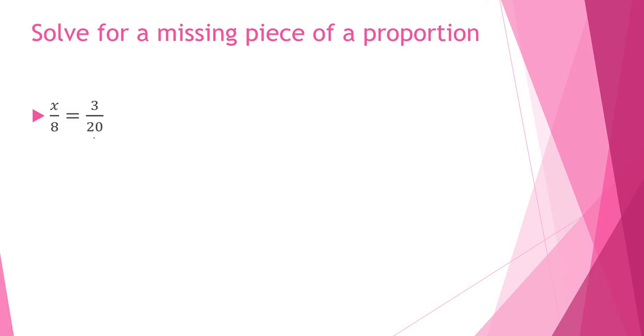All right, so sometimes you're asked to solve for a missing piece of a proportion, and since it is a proportion, I can use cross product. So x times 20, which normally we write 20x, equals 3 times 8. So 20x equals 24, and x equals 24 divided by 20, and I can simplify that a little bit. I can divide both of those by 4 and get 6/5.